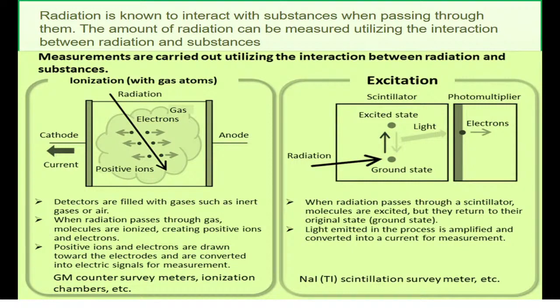What else may be suggested? Excitation. When radiation passes through a scintillator, molecules are excited, but they return to their original state, ground state, and this coming back is accompanied by light emission. This light is amplified and converted into a current for measurement. So this is one more idea to detect ionizing radiation.